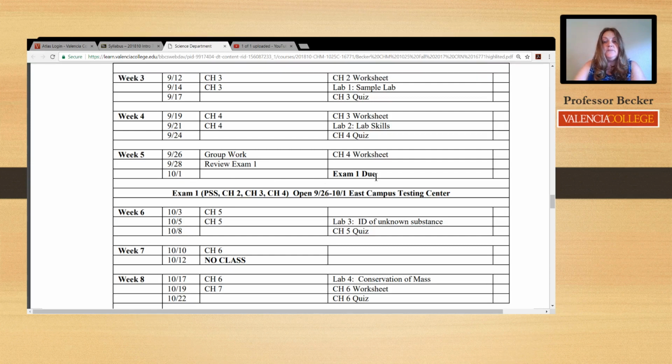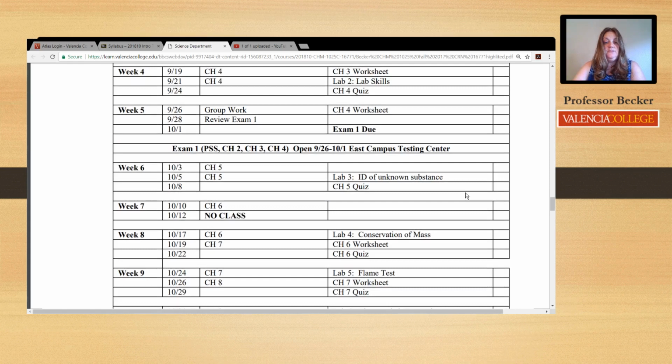All of the exams are open for a range of days. So for exam 1, which will cover chapter PSS 2, 3, and 4, it will be open September 26th through October 1st, only in the East Campus Testing Center.